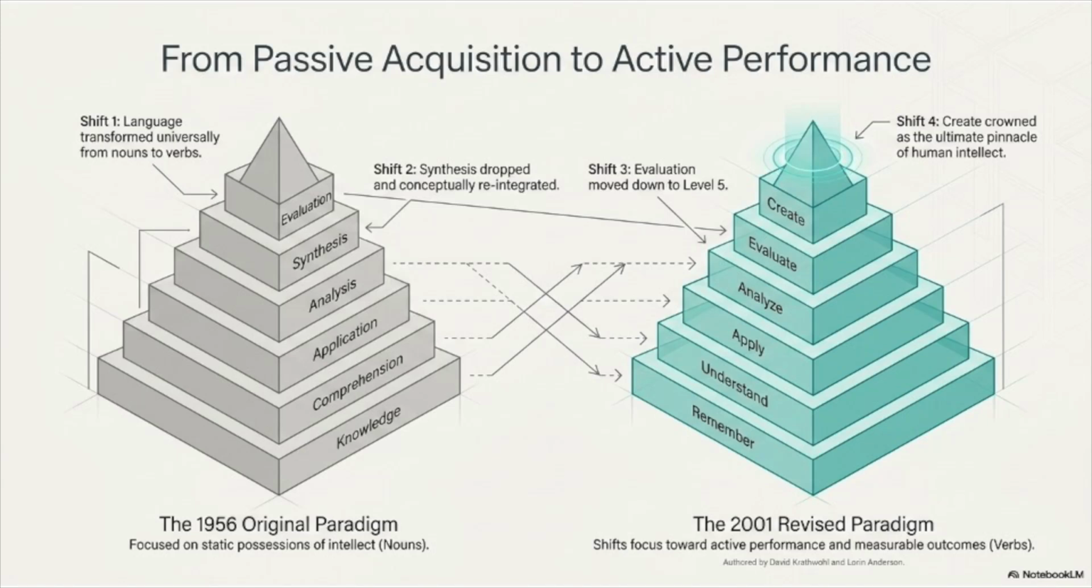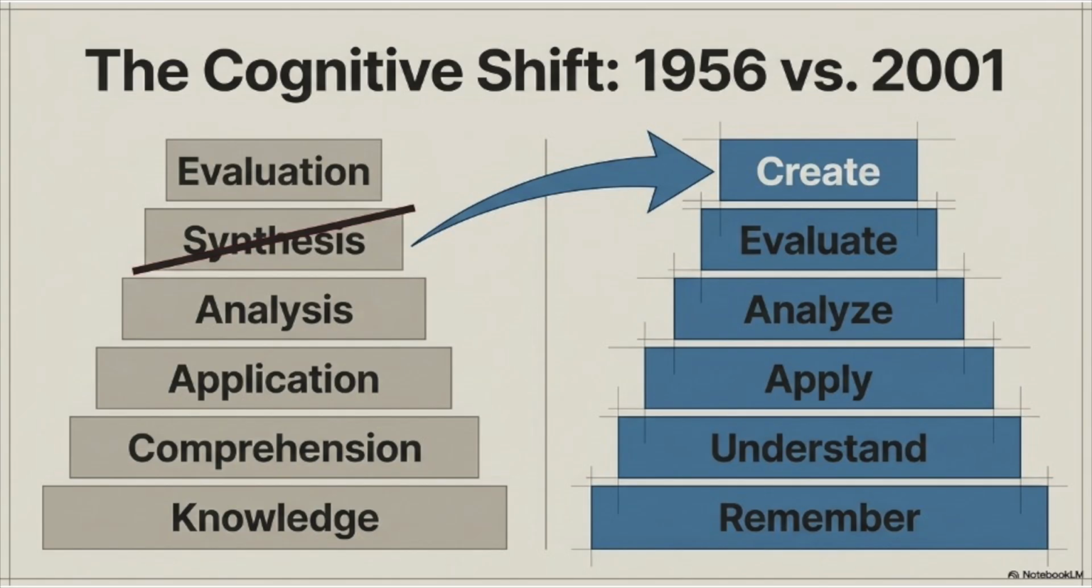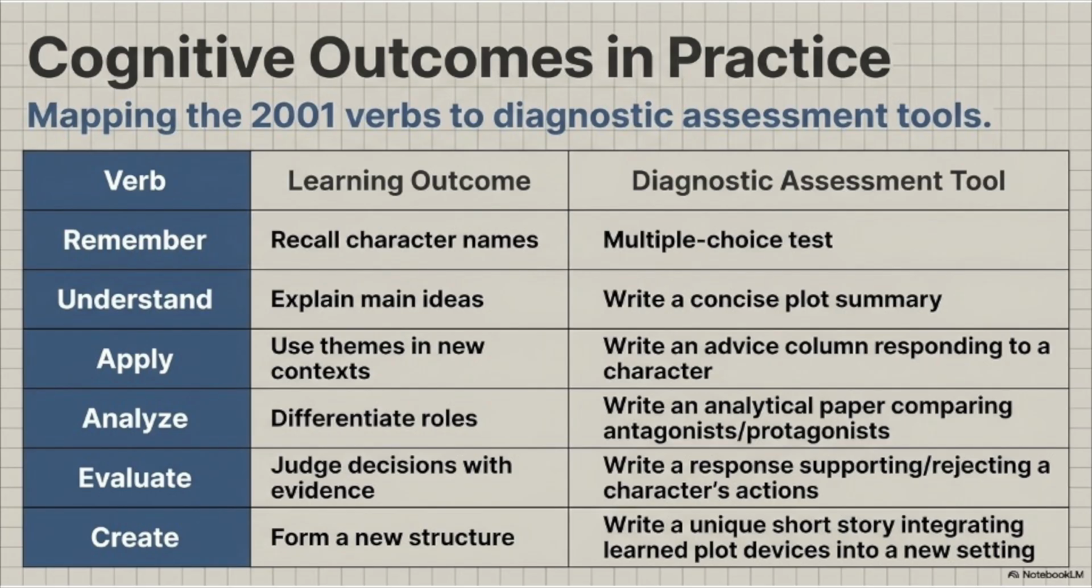The revised cognitive taxonomy introduced important changes. The category names were changed from nouns to action verbs. Knowledge became remember, comprehension became understand, synthesis became create, and create was placed at the highest level of the hierarchy. This revision encourages active learning and measurable educational outcomes.